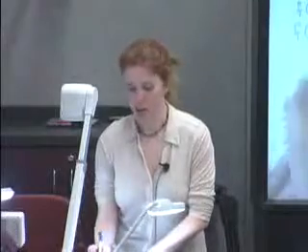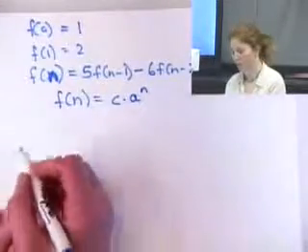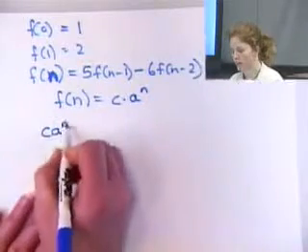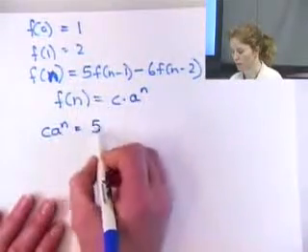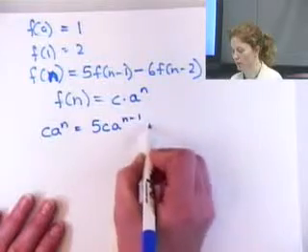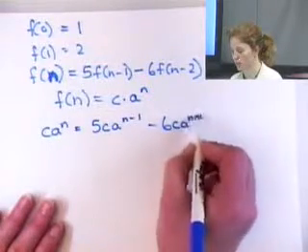Okay, the next thing that we have to do is get the characteristic equation, right? So at that point, I do f of n is equal to some constant c times a to the n. So then I'm going to plug that back in. I get c a to the n equals 5 times c a to the n minus 1 minus 6 c a to the n minus 2.